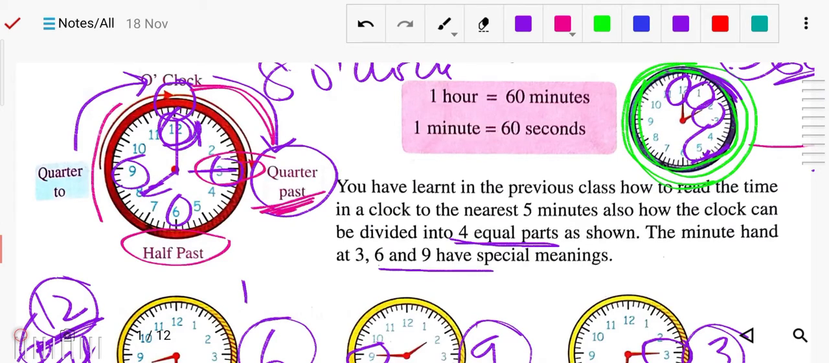On the 3, quarter past. On the 6, half past. And from here to here it is quarter to. Okay, here you can see, you can remember it.